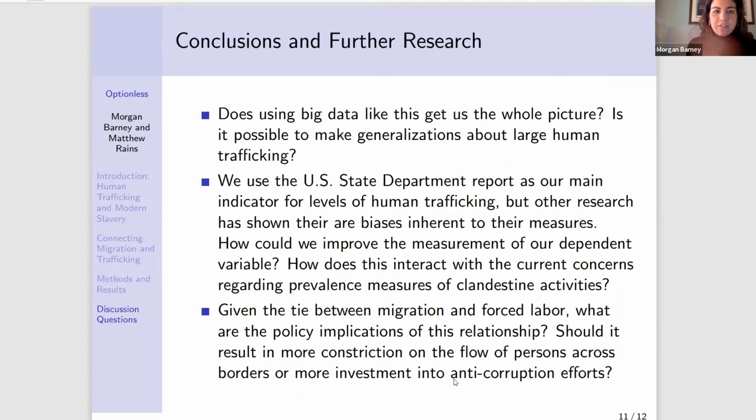Great. So we just have a few questions here that we wanted to use to help spur discussions. Our first question that we wanted to pose to the group was, does using big data like this, big aggregate global reports, get us the whole picture? Is it possible to make generalizations about large human trafficking trends at a global scale? You can also, if you have questions about anything with it or want to comment on either of these other questions, feel free to.